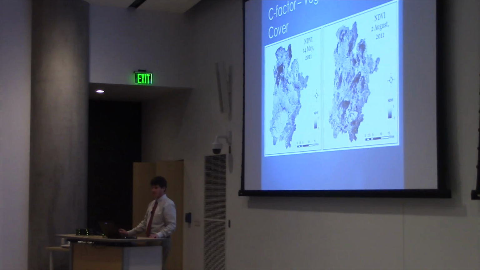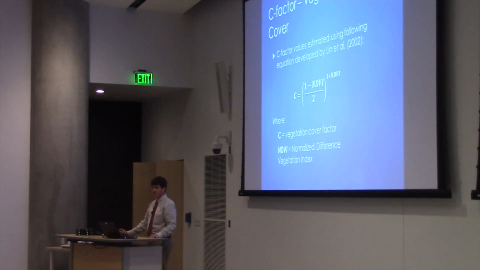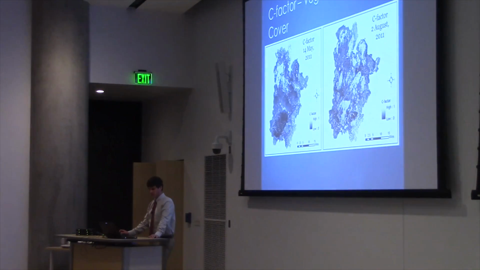After NDVI is calculated, the values need to be converted to C factor values. This was done with the following equation, which was first developed for a soil erosion study in Taiwan in 2002 and later used by many others. This gave us the following 2 C factor rasters.